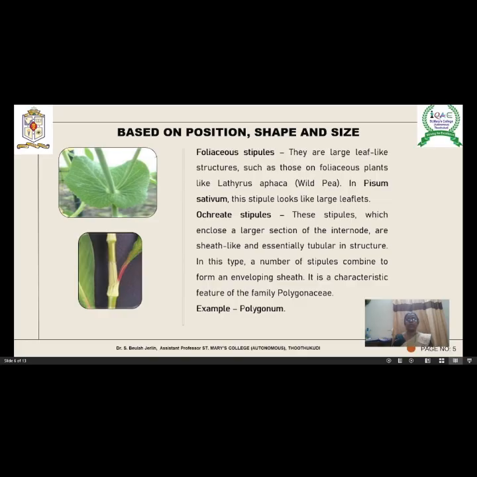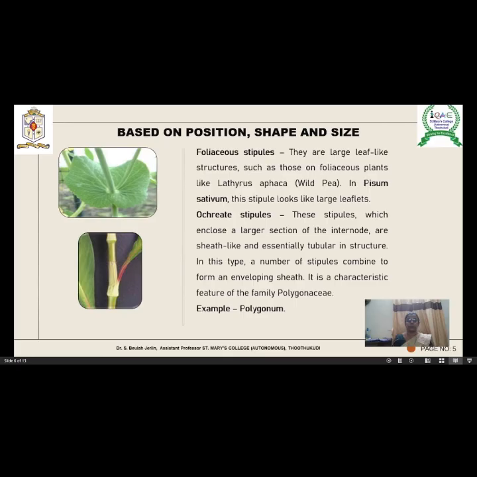Foliaceous stipules. They are large leaf-like structures such as those on plants like Lathyrus aphaca, otherwise called wild pea. In Pisum sativum, the stipules look like large leaflets.